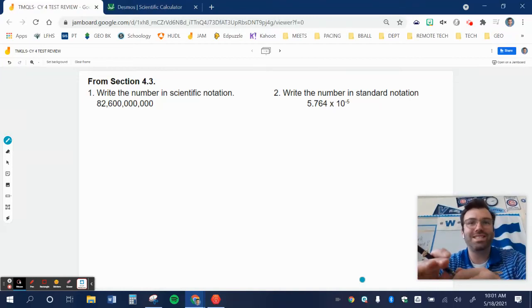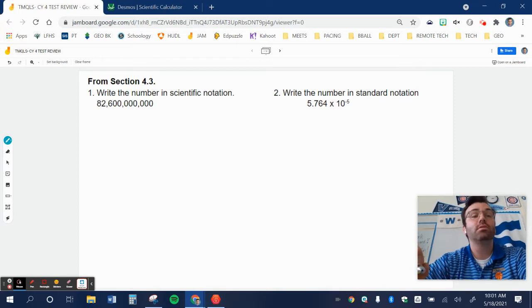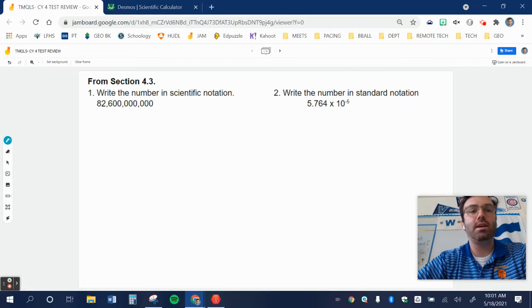Right, here we go. Let's start with the cycle 4 test review. Wow, it's come to the end. It's our last review. So sad. All right, let's start with number 1. Write the following number in scientific notation.